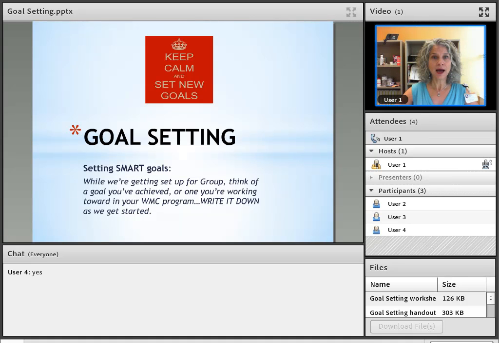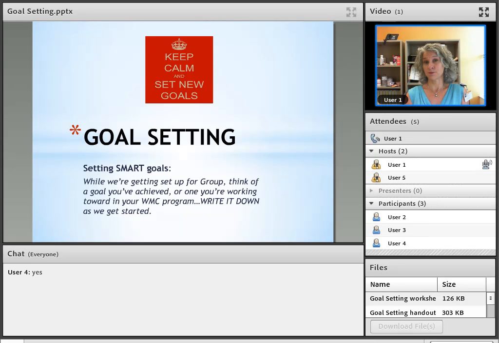So today's topic is goal setting. We're going to talk about setting what we call SMART goals, and the word SMART is an acronym, but it also, of course, just kind of in a cutesy way tells us how to create SMART goals for ourselves. So you see my little prep instruction here that says while we're getting set up for group, be thinking of a goal that you've achieved or one that you're working toward in your Weight Management Center program. And I asked you all to go ahead and write it down while we're getting started.